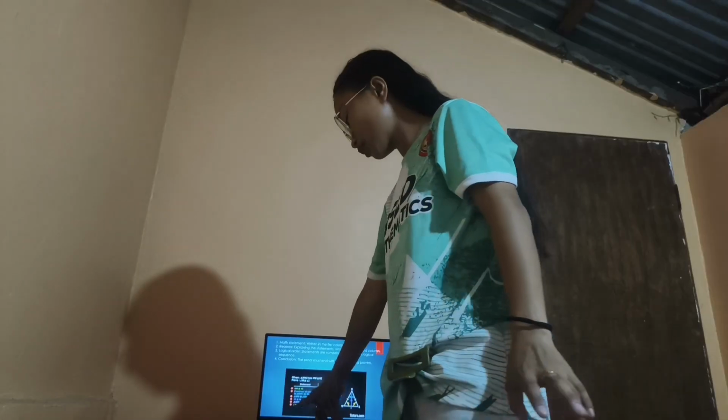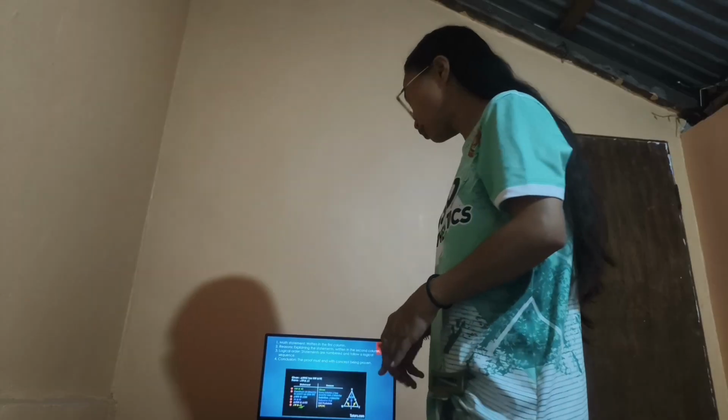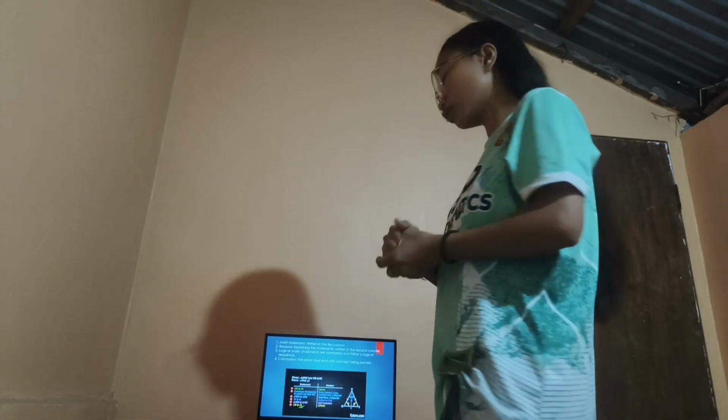And then the third one is the logical order. Statements are numbered and follow a logical sequence. These are the logical order. And the conclusion: the proof must end with the concept being proven. So the conclusion must be written below the two-column proof.